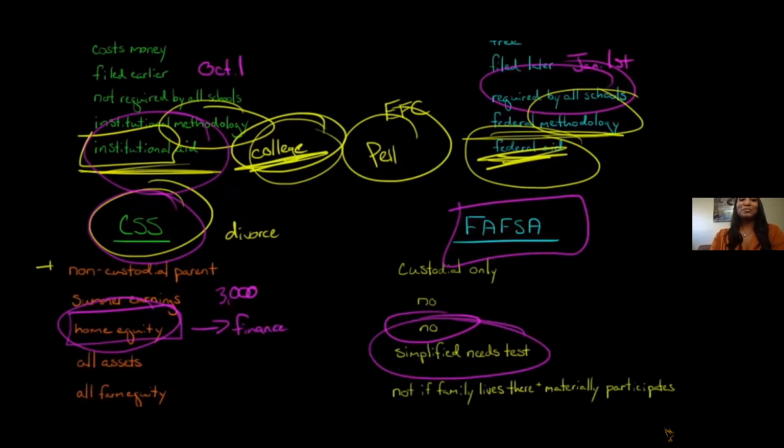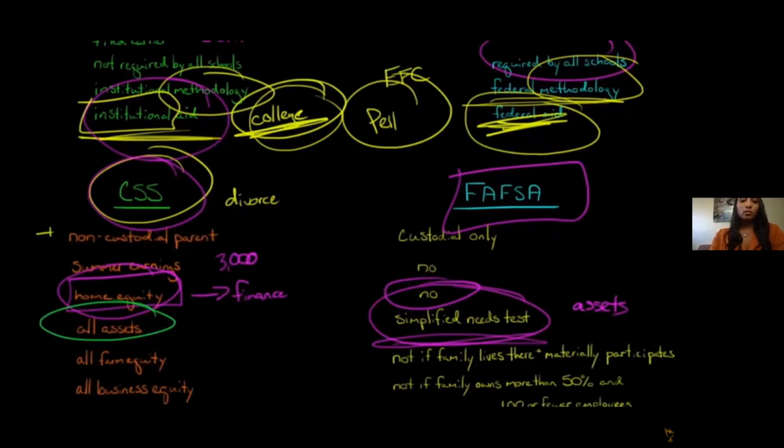We'll talk, but basically people below certain income thresholds, with certain qualifications, it won't even look at their assets. It won't even look at the parents' assets if they meet certain qualifications for the simplified needs test. However, the CSS does not have a simplified needs test. It is going to look at all of the assets regardless. They don't have that test to be able to bypass assets.